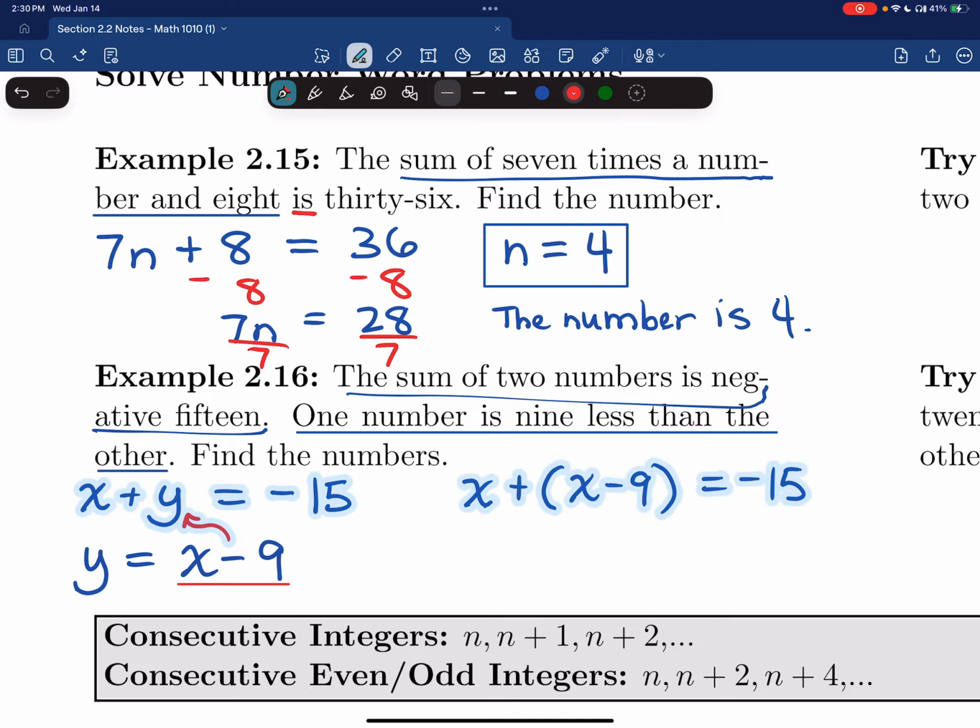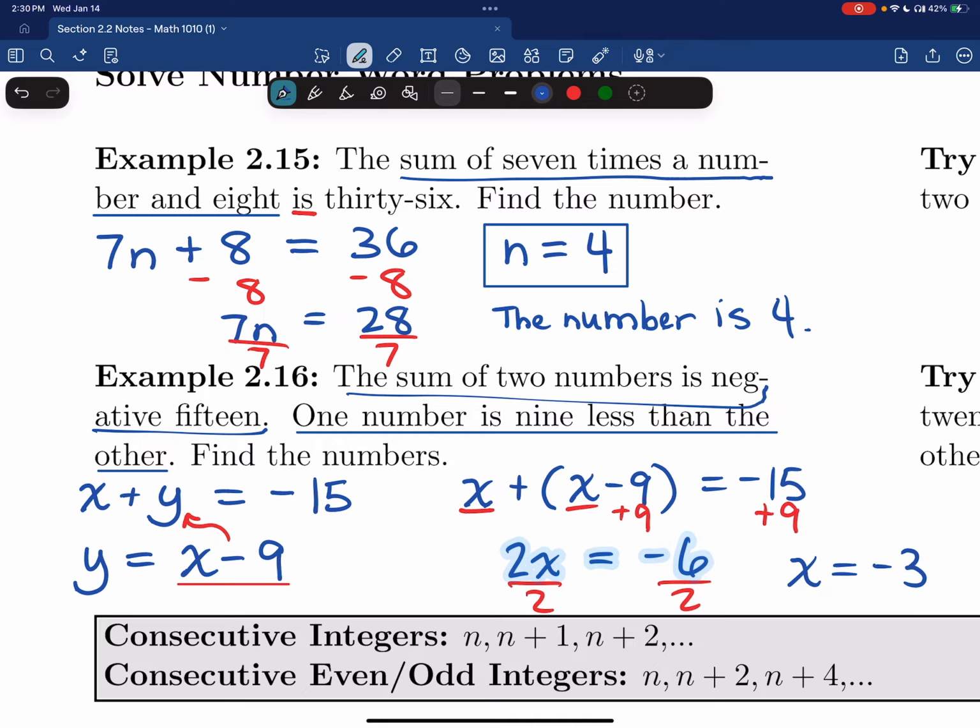So I could take x plus x and make it 2x. And then this negative 9, I could add 9 to the other side. Okay, so rewriting this all, I would have 2x equals negative 15 plus 9, which gives me negative 6. I now divide by 2, and I have found out that x is equal to negative 3.